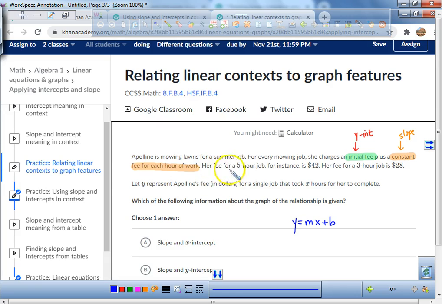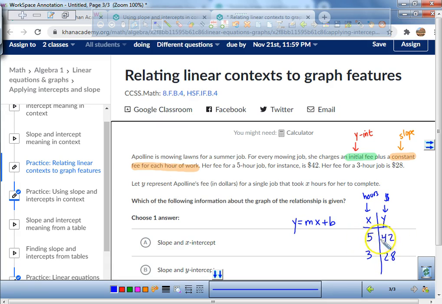Now it says her fee for a 5-hour job, for instance, is $42, and her fee for a 3-hour job is $28. So let's think about this. If we make a little table, we'll call it x, we'll call it y. X represents the hours that it takes her to complete a job, and Y represents the cha-ching, or the money, that she gets from it. So for a 5-hour job, she's going to charge $42, but her fee for a 3-hour job is $28.